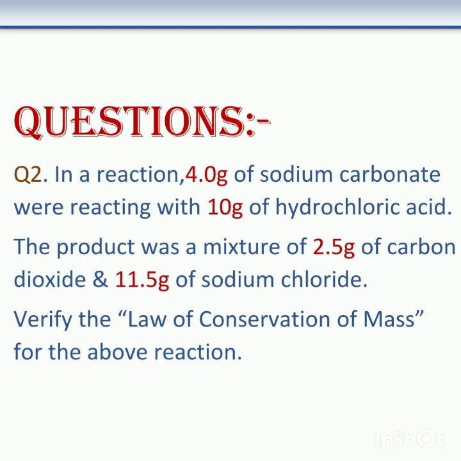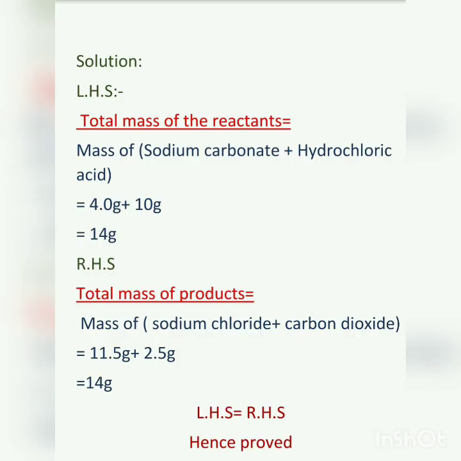Now, let us discuss the second type. In this reaction, we are having 4.0 grams of sodium carbonate, which is reacting with 10 grams of hydrochloric acid. Now, the products formed were a mixture of 2.5 grams of carbon dioxide and 11.5 grams of sodium chloride. So, how can we solve this problem? Here, we have to verify the law of conservation of mass. So, for this problem, what we need to show? The mass of the reactants should be equal to the mass of the products.